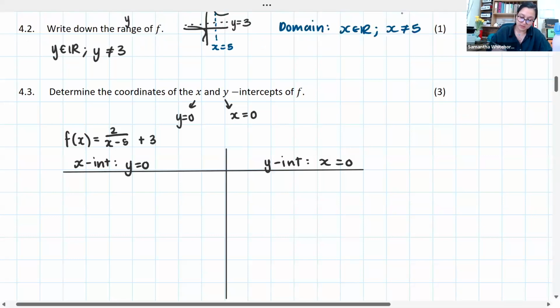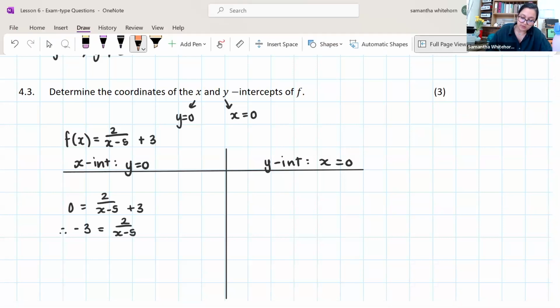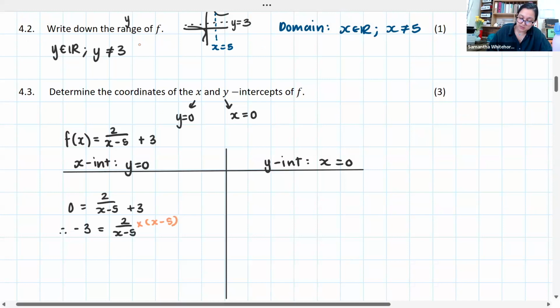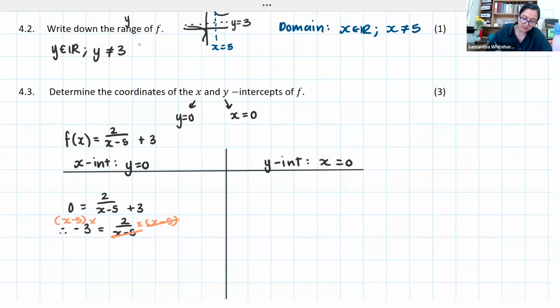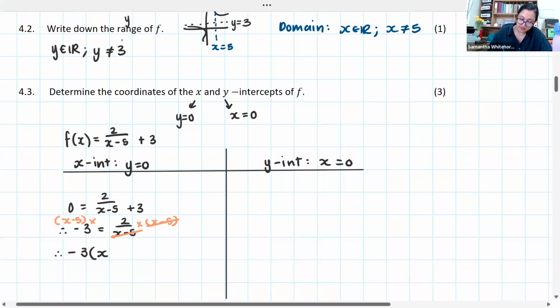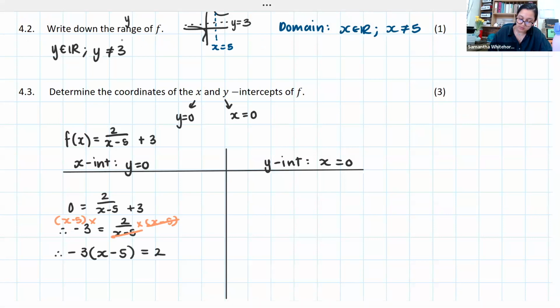Okay, guys, let's see. So for your x-intercept, you're making y equals 0, so 0 is equal to 2 over x minus 5 plus 3. I prefer to get one term on either side, so I would make this -3 is equal to 2 over x minus 5. And then obviously I don't particularly want that fraction, so I'm going to times both sides by x minus 5 in order to get rid of it on the right. But I will then have it reintroduced on the left. Now remember, you're going to have to distribute that. So please take note of what you are distributing and the signs.